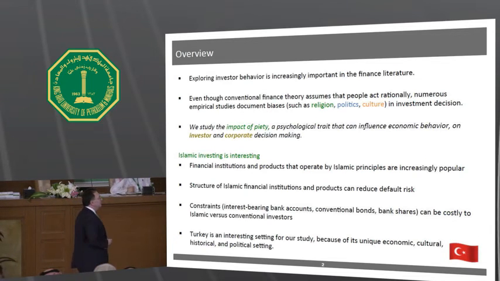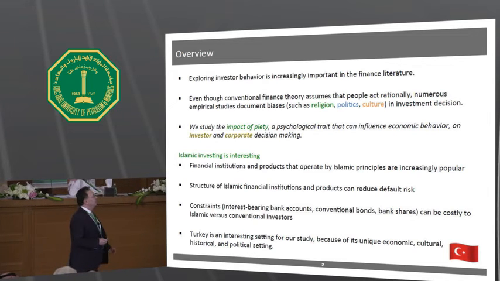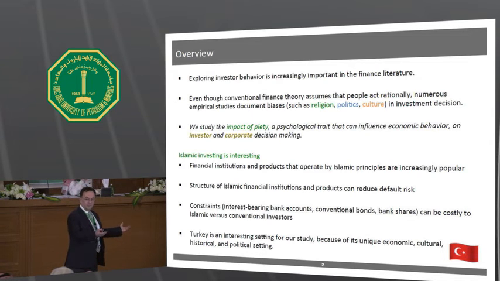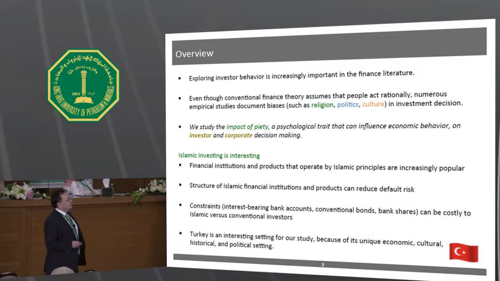So in the literature, we already have that behavioral biases are very important for investors in terms of investing in the stock market. Although conventional finance theory assumes that people act rationally, there are a lot of behavioral biases. Some of these biases have already been explored in the literature, and religion, politics, and culture are mostly the ones that have been explored in detail.